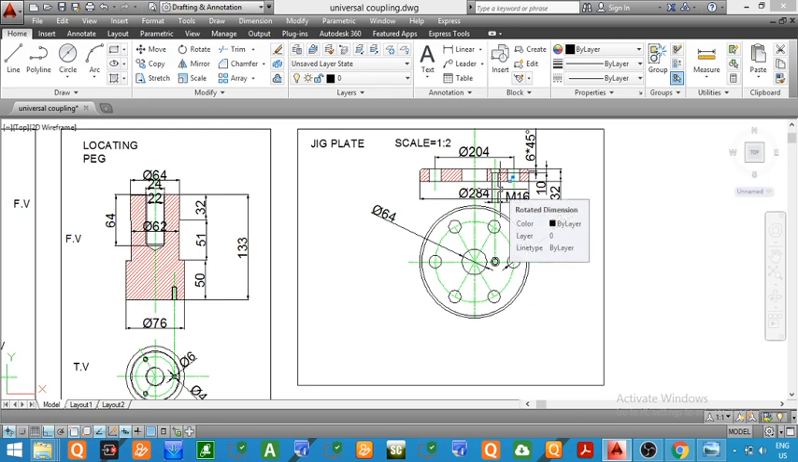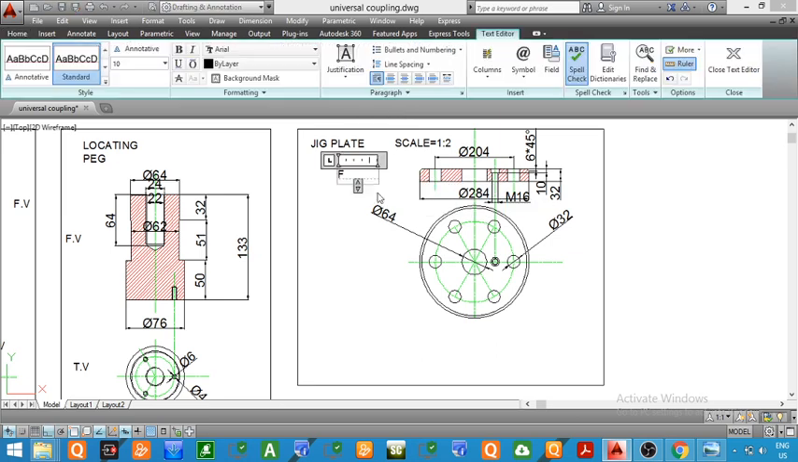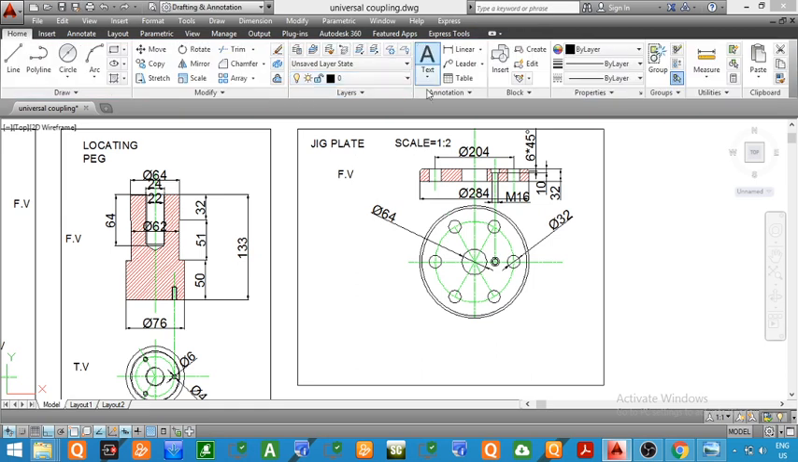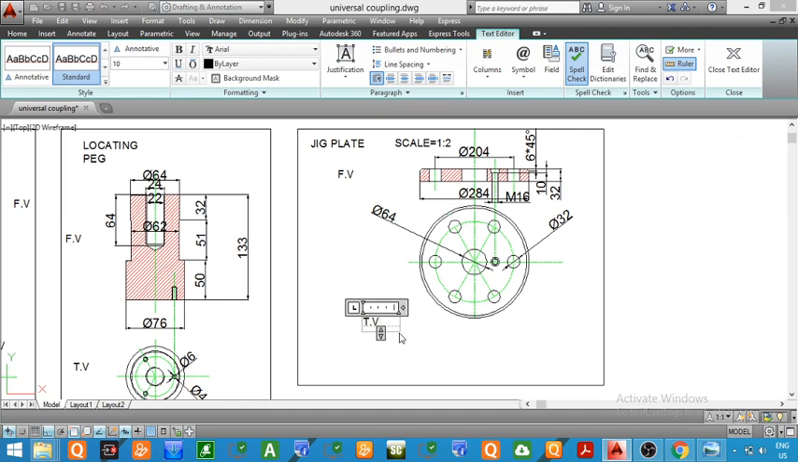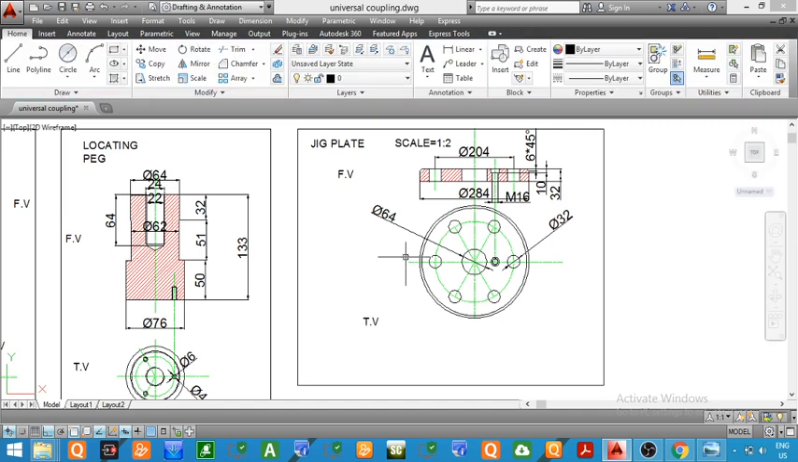In the coming sessions we will complete the top view and front view of the remaining parts, that is the bush and the latch washer. Here I will write front view, and in the top we will write the top view. So finally we have completed the sectional front view and top view of the third part, that is the jig plate.